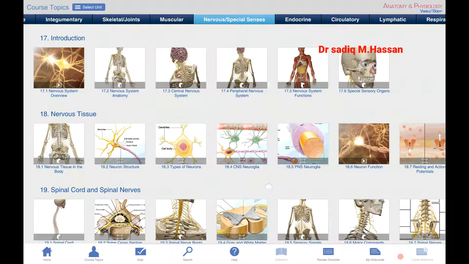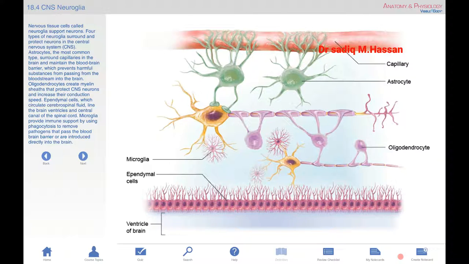So let us see another topic: the types of neurons, and what we call in general neuroglia. What is neuroglia? They are nervous tissue cells. Here is a capillary, as you see. Here is an astrocyte. Here is what we call an oligodendrocyte. Oligodendrocytes are cells also which cause myelination, or myelinate the nervous system, as we see in this axon. And this is microglia, and ependymal cells. So what are these types of cells? Nervous tissue cells are called neuroglia.